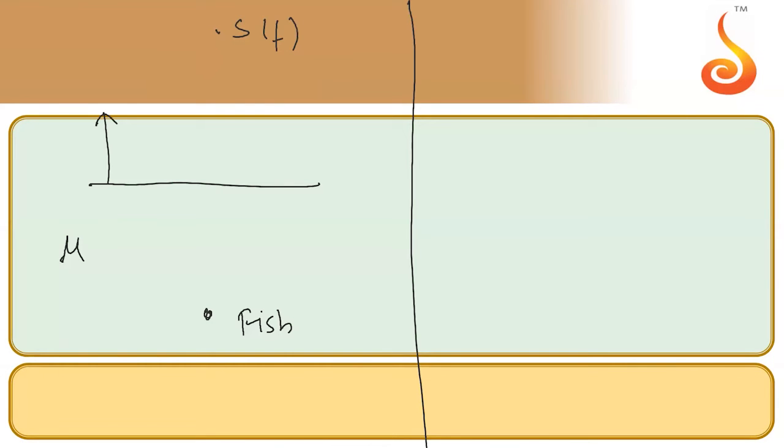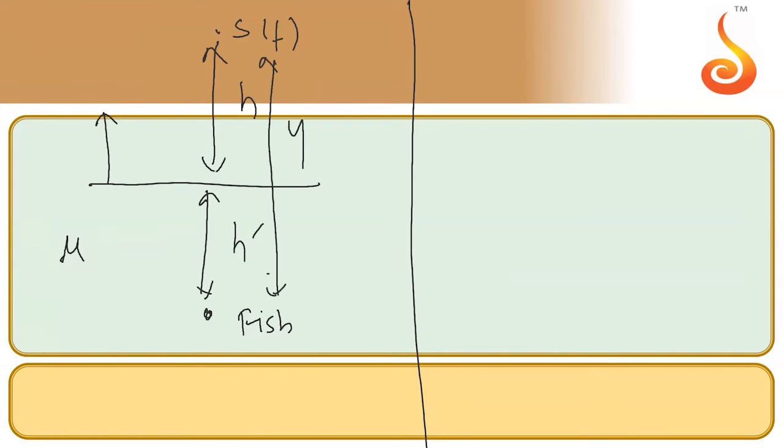But let me call this distance equal to h dash. And let me call this distance equal to h. Between the source and the water surface, the height is equal to h. Between the water surface and the fish, the height is equal to h dash. The total gap between the source and the fish is what I am going to call y.